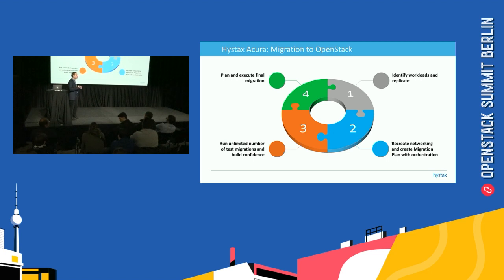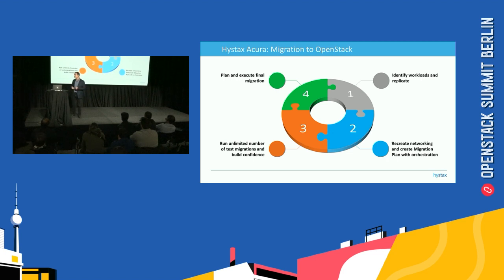Like this step, where it's currently impossible to automate because of the different variety of network settings, different variety of SDNs, et cetera. At that very moment, we also create a migration plan. A migration plan is a scenario of what needs to be recreated, in what order, with what dependencies, with what flavors, IP addresses, MAC addresses, what needs to be recreated on OpenStack.